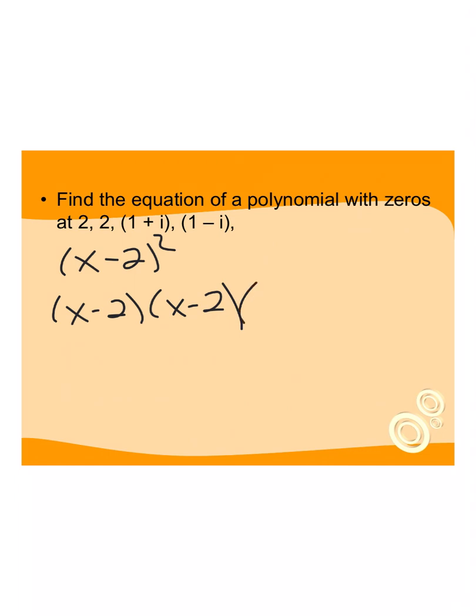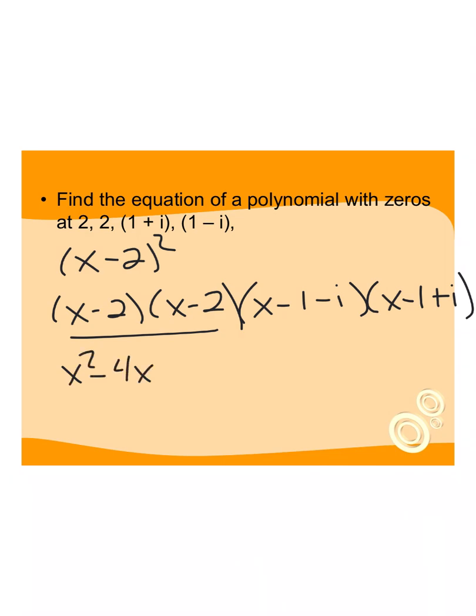When I look at my other 2 values, though, I have x minus 1 minus i, and then we have x minus 1 plus i. All right, the last 2 expressions are going to be a little bit more challenging to multiply together. For the first 2, though, when I multiply x minus 2 and x minus 2, we get x squared minus 4x plus 4. I'm going to go ahead and multiply our second two expressions and put my answer up at the top because I need a little bit of scratch room there because there are a lot of terms to multiply.